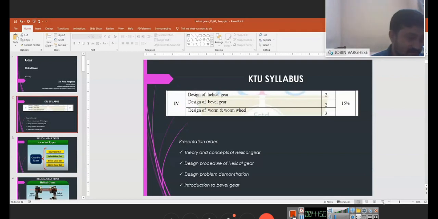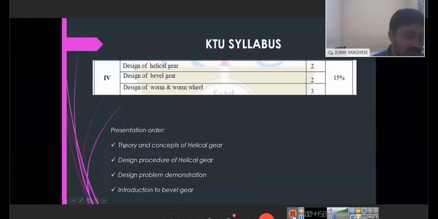What I have presented here is, first, the theory and concepts of the helical gear. When compared to the spur gear, the teeth are inclined to the axis. That is the major difference. In the spur gear, they are parallel. As a result, there are advantages and disadvantages. The major advantage is that noise and vibration will be less, that is, smoother operation can be obtained, as we get in gearboxes, obviously in vehicles. But in the case of spur gears, there are impact forces and the noise will be higher.